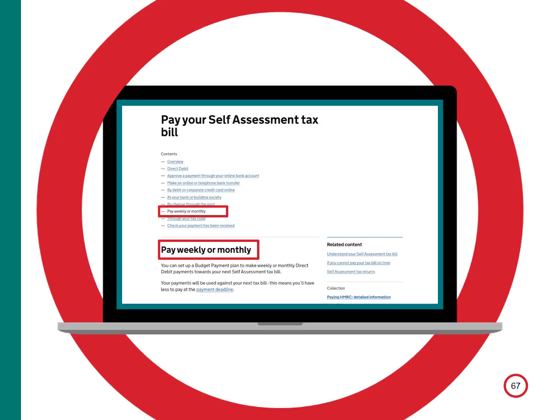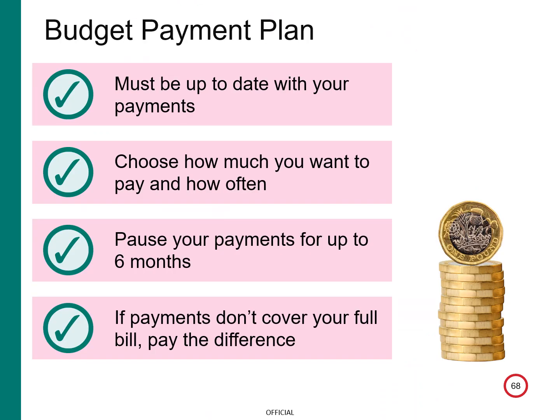This page on gov.uk has guidance on setting up a budget payment plan to make regular direct debit payments. To use a budget payment plan, you must be up to date with your previous payments. You can choose how much you want to pay and how often. You can pause your payments for up to 6 months if you need to. The amounts paid will be used against your next tax bill. If it doesn't cover the full bill, you'll need to pay the difference.